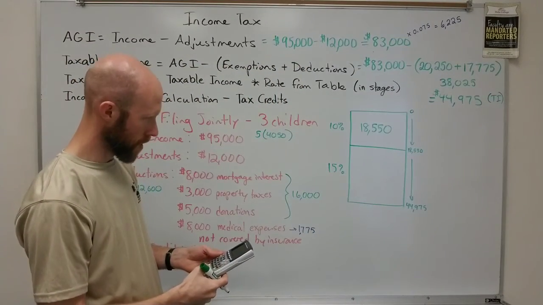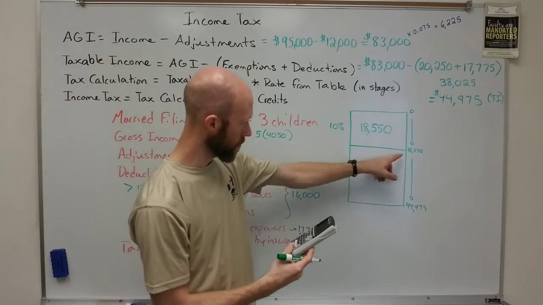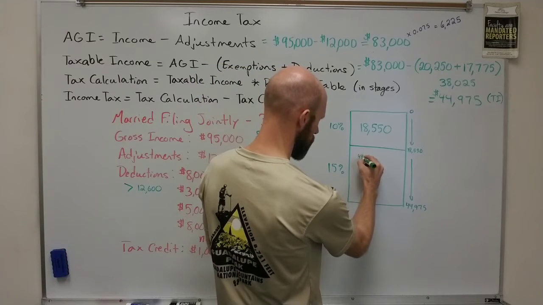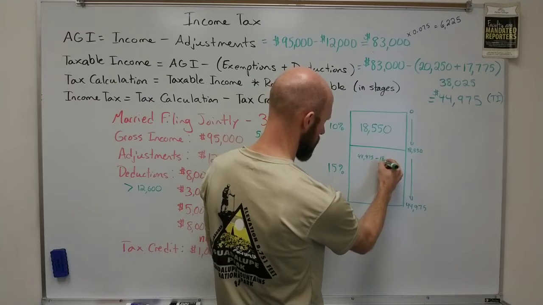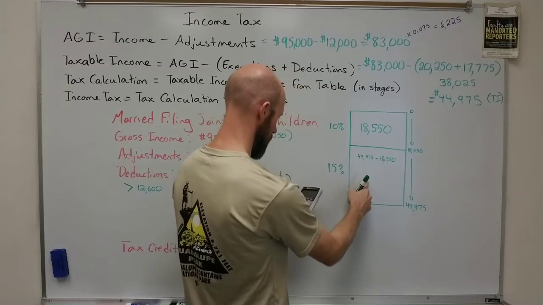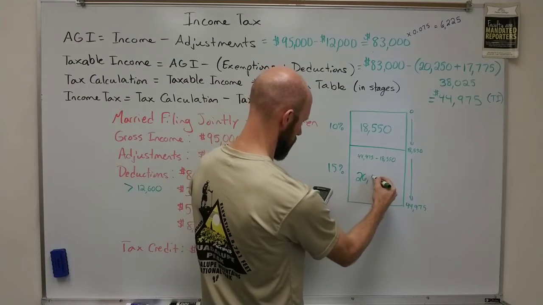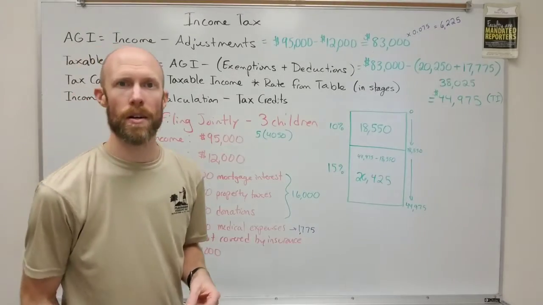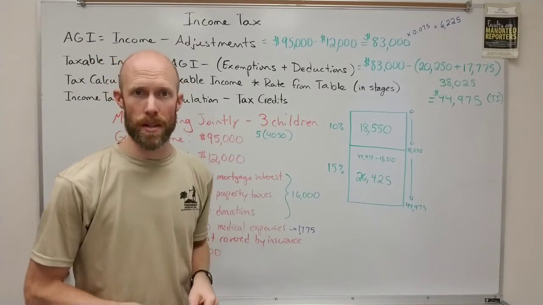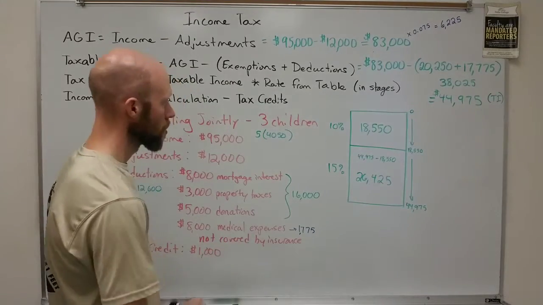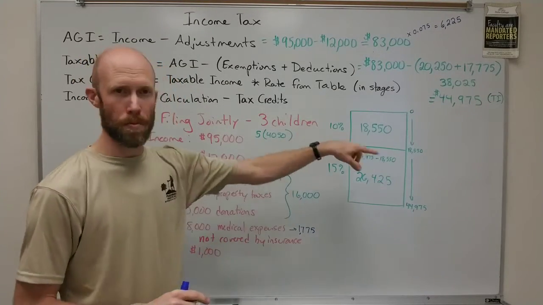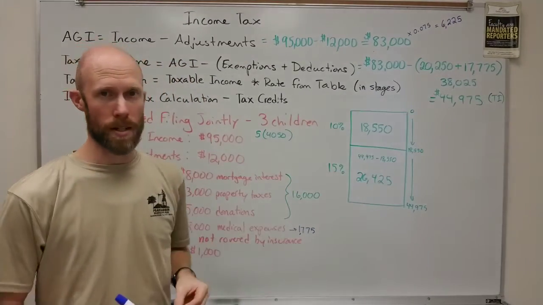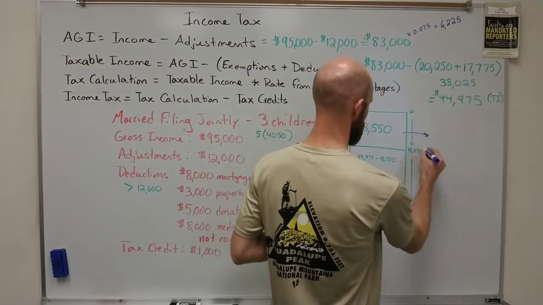So I need to take that 44,975 and subtract off the 18,550, and I get the remaining amount. So this is 44,975 minus the 18,550, and that would give me 26,425. That's the remaining portion of their taxable income that gets the 15%. And from there, we're going to multiply each amount by its rate and then add them together to get our tax calculation, right? So this is using multiplication.